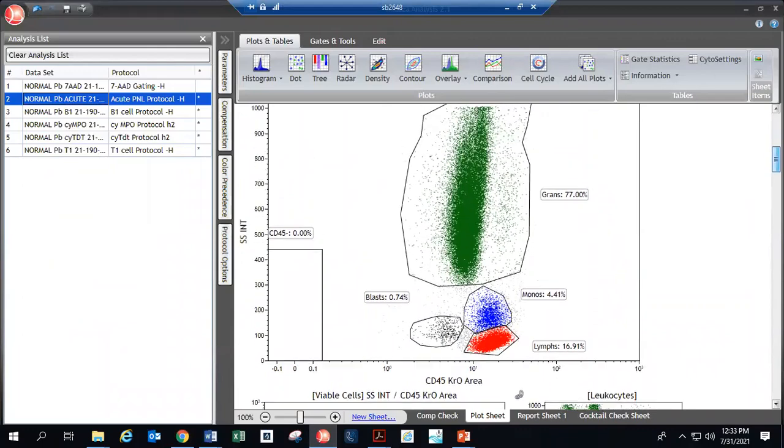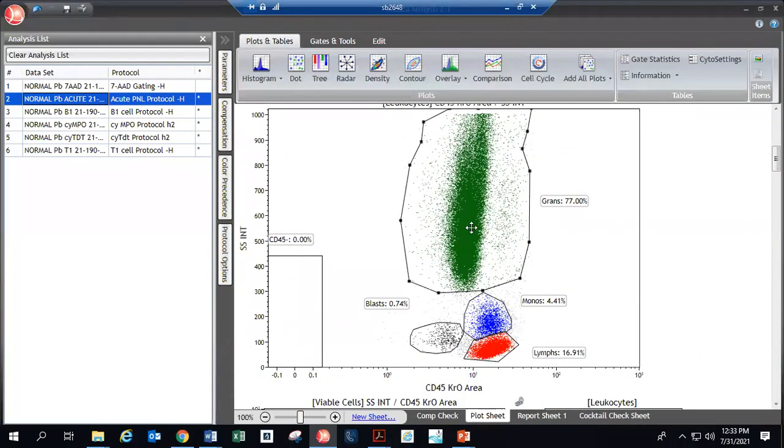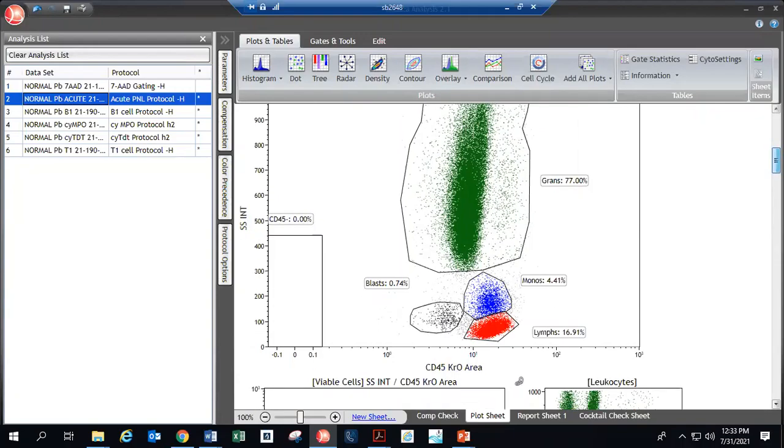For example, this is your normal plot. As I was saying, CD45 versus side scatter. This is what most of the institutions do. They have CD45 on the x-axis and side scatter on the y-axis, and that's how we have been trained: the side scatter bright is the granulocytes, the highest CD45 is the lymphocytes, the monocytes come in between, and the blasts are dim CD45 and dim side scatter. So that's that.